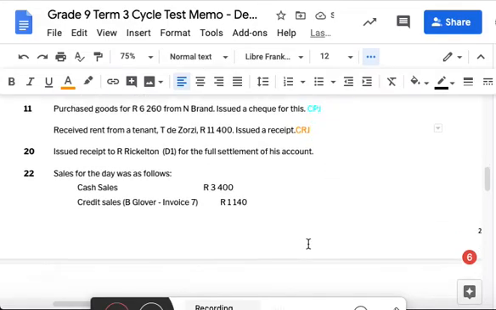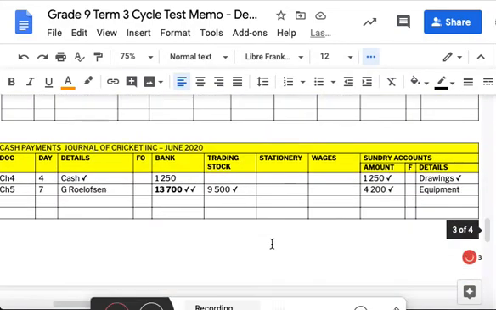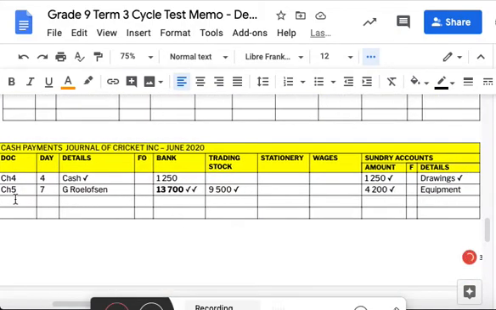No. So let's go to our CPJ first. We're buying. What are we buying? Goods. What is goods classified as? What is merchandise classified as? Okay, goods, merchandise, and stock are all trading stock. Well done. So they tell us we purchased by check on the 11th. Who are we buying from? N Brand. The bank figure should be 6,260. I need to change that, as well as trading stock.